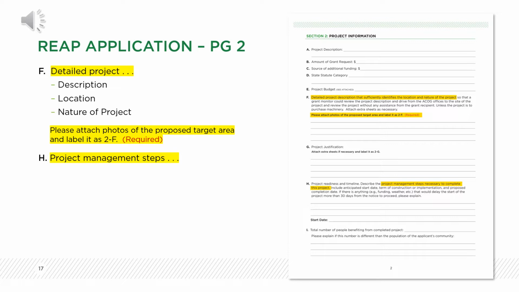Please attach photographs of the proposed targeted area and label them as 2F. 2 stands for the section in the application and F for the subsection where they relate to. Also, please explain your project management steps, demonstrating that you have a good grasp on task assignment, scheduling, reporting, and others. This will ensure the reader that you are prepared to carry through with your project.